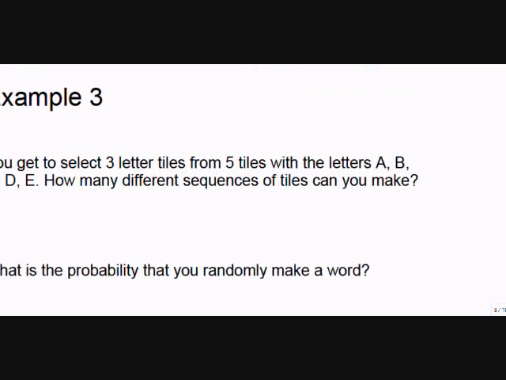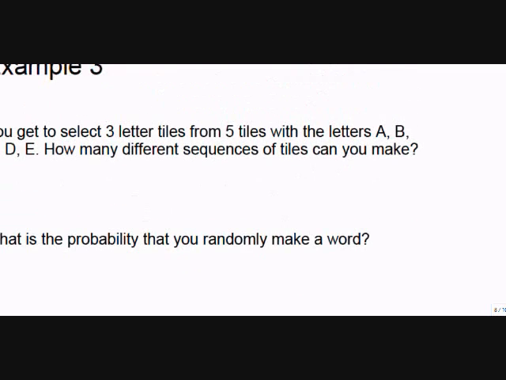So I'm going to do 3 letter tiles from the 5 tiles A, B, C, D, and E. So how many different sequences of 3 letters can I make? It could be ABC, it could be ABD, it could be BEC, it could be BED. How many different sequences are there? It's 5 permutations of 3, or 5 pick 3. And what is that in your calculator, or you can calculate it by hand? 60?